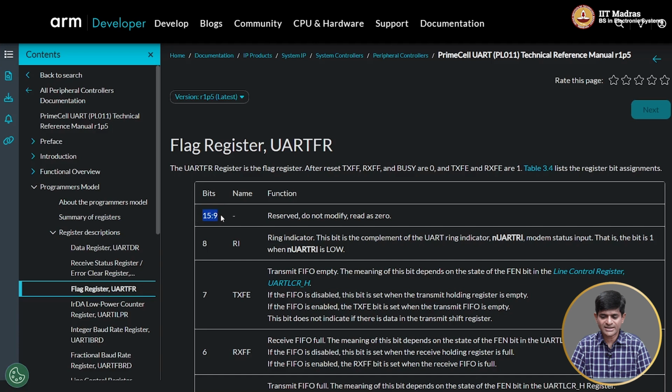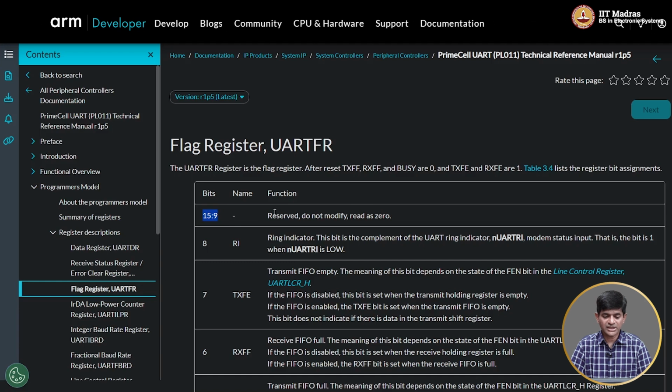So, it is essentially treating it as a 16 bit value, even though looking at it purely from the address point of view, this is a 32 bit address range that we are looking at, but it assumes that you are going to get back only a 16 bit value, and therefore, it says 15 to 9 are reserved, do not modify. In other words, do not try to write to these bits, read as 0. The read as 0 is actually telling you that maybe in this case reading from this register is safe. What will happen is that you are going to get back zeros in these bits.